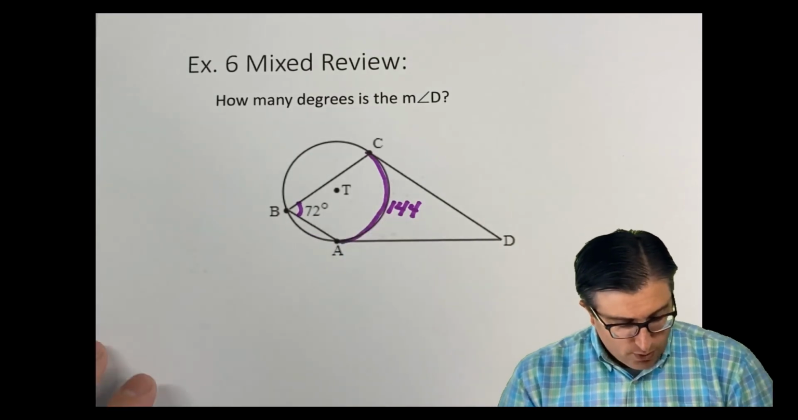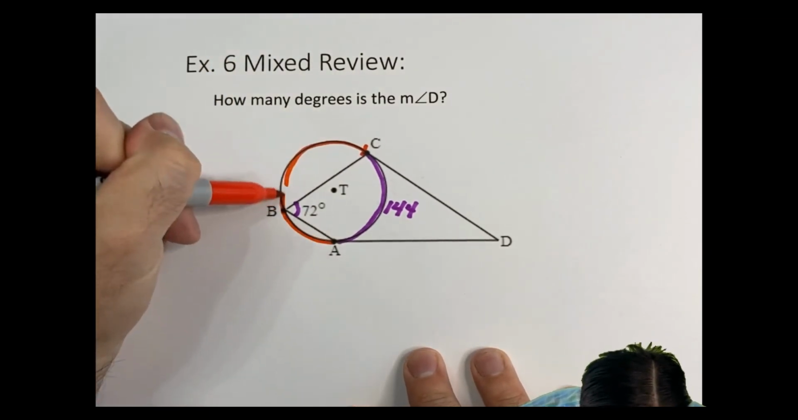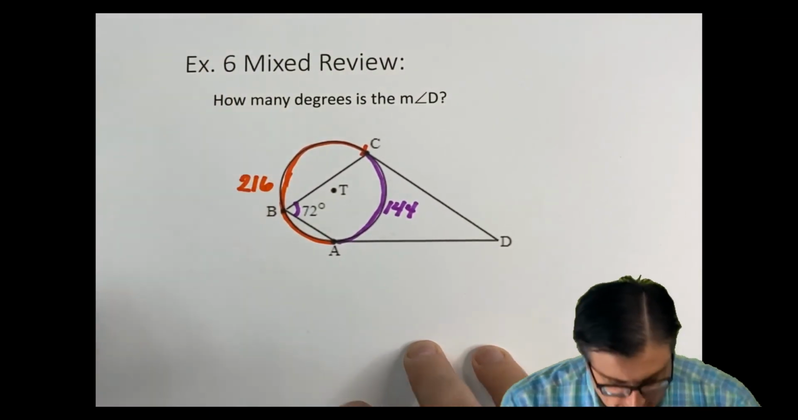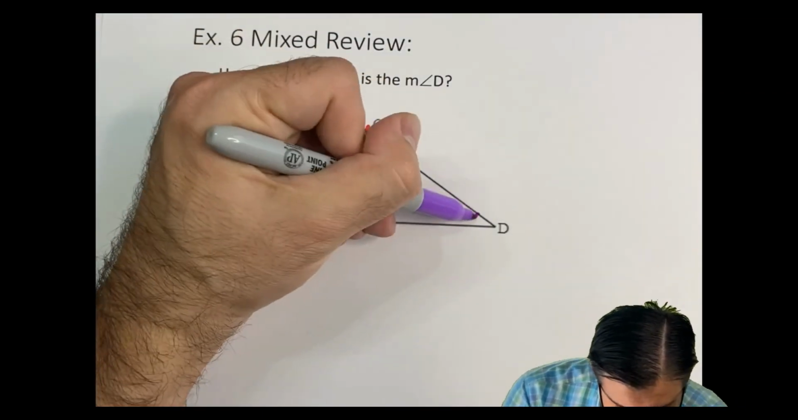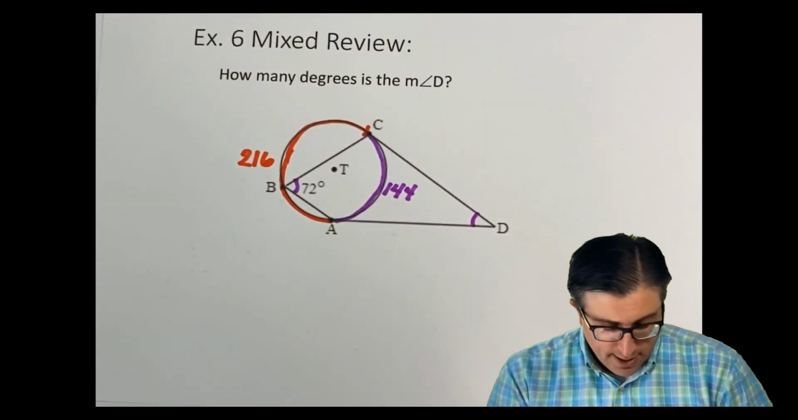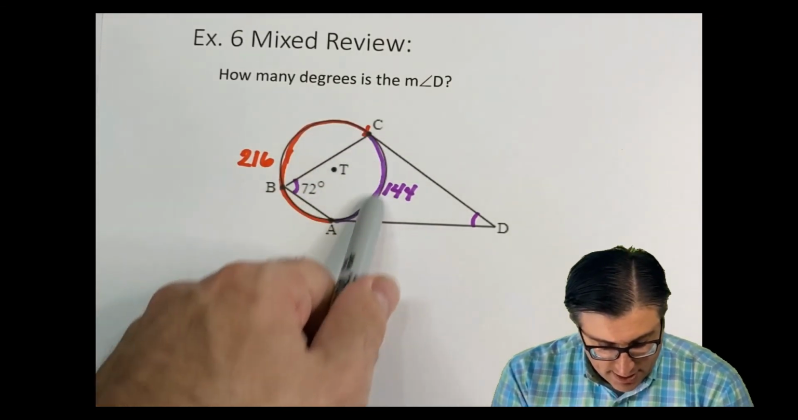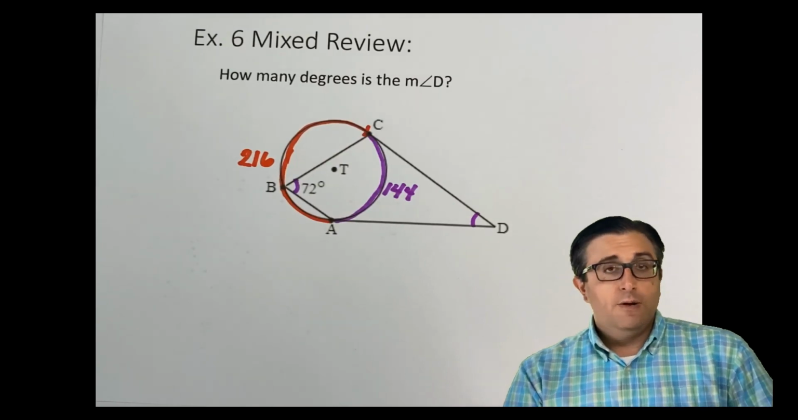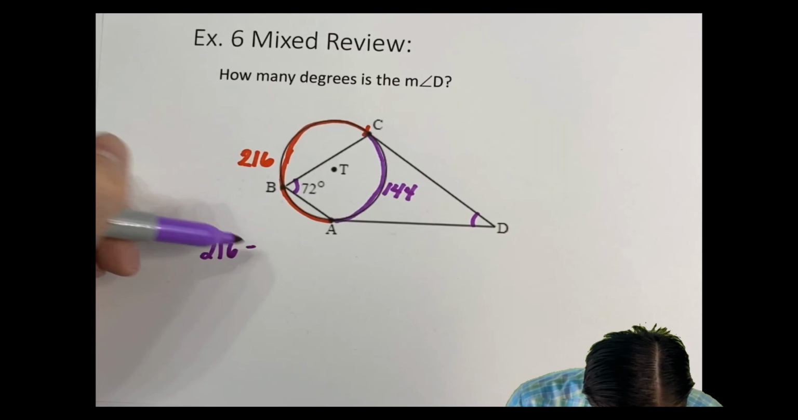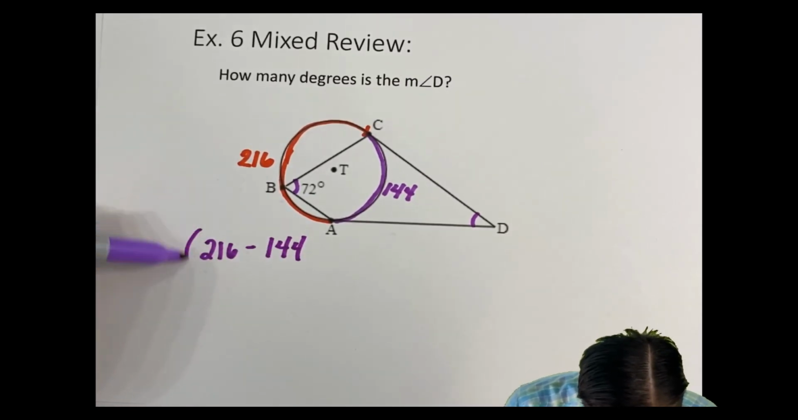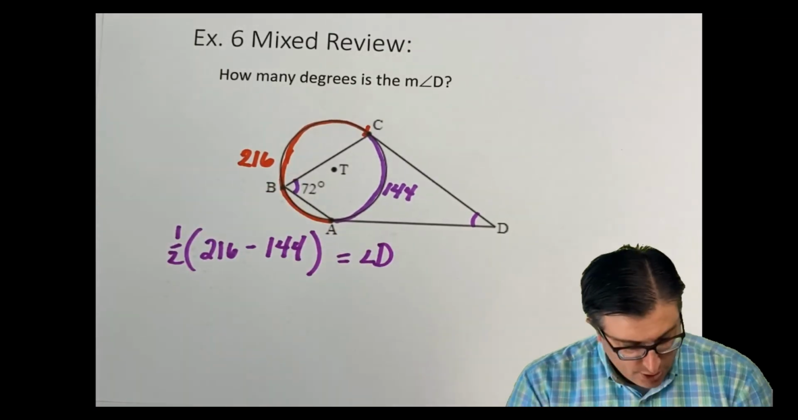360 minus 144 leaves us from here around this way, that leaves us 216 degrees. Now the reason I did that is angle D on the outside of the circle is made by this 216 degree arc and this 144 degree arc. When it meets on the outside, we subtract. 216 minus 144, all of that cut in half will equal angle D.